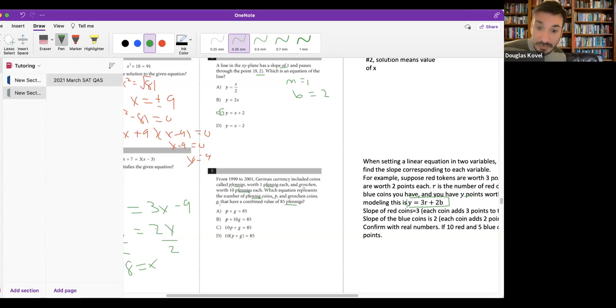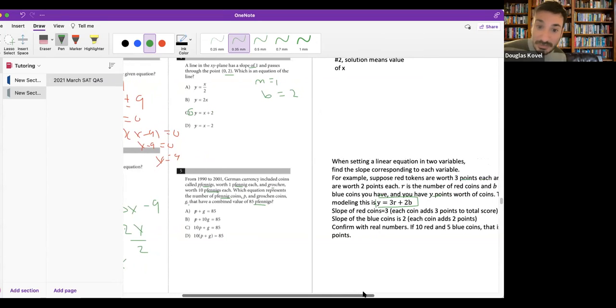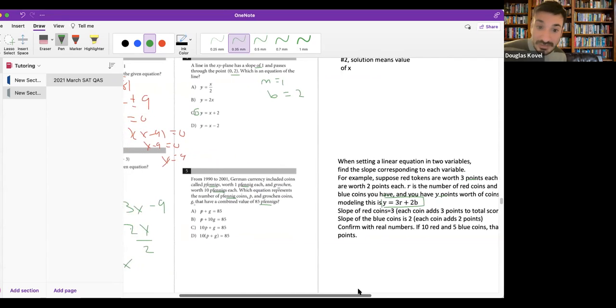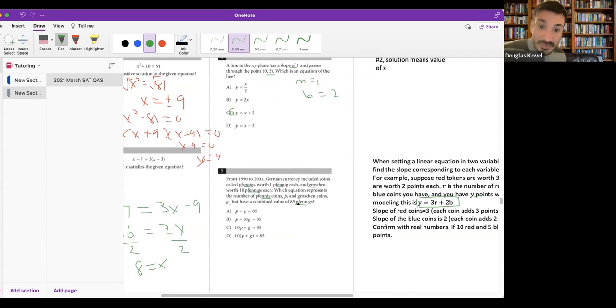But if we approach it the way we talked about before, find the slope for each coin, then it's a much easier question and it's harder to get yourself confused. So I know that the slope for Pfennig coins must be 1, because each coin just adds 1 Pfennig to the total value. And then the m for the Groschen coins must be 10, because for each of those coins, I added a value of 10 Pfennigs. So B shows me that situation.